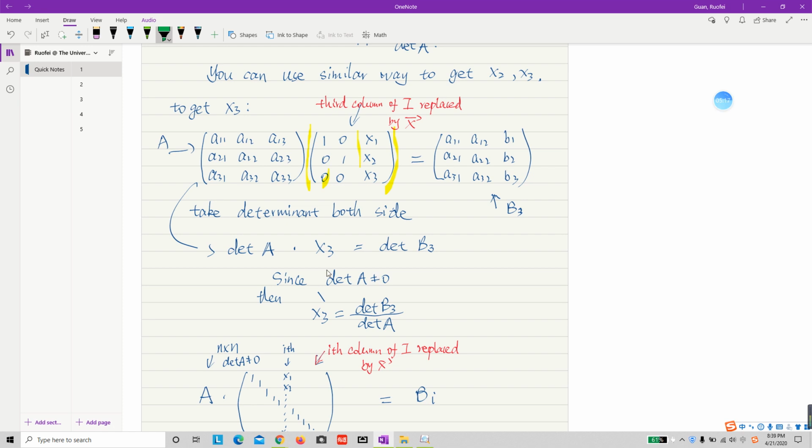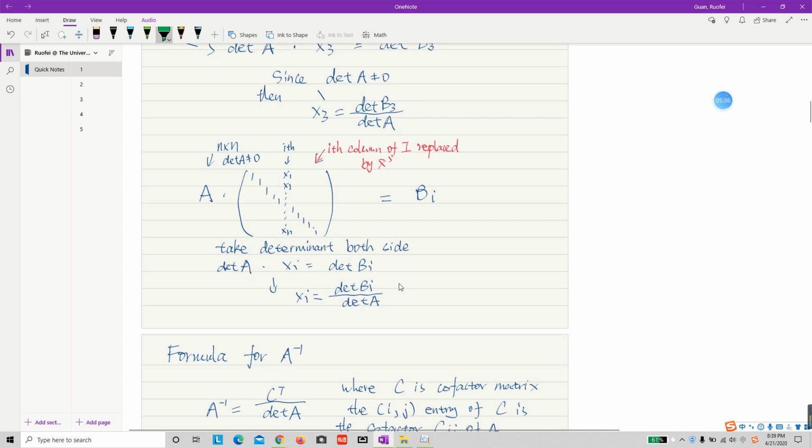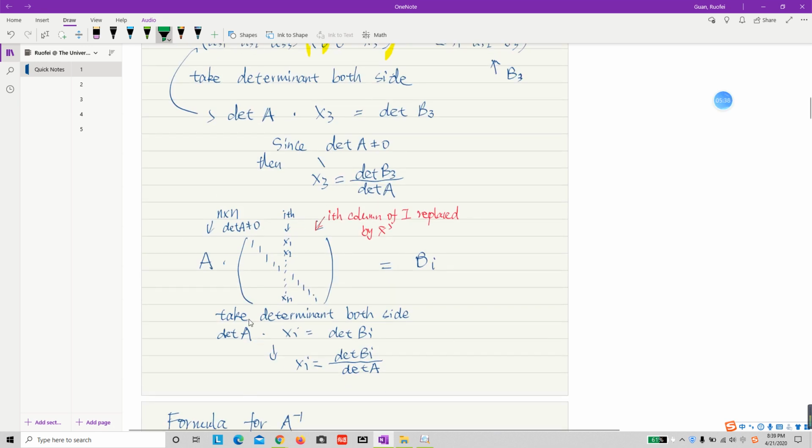Since determinant A is not equal to 0, we can move this term to the right-hand side, which means dividing both sides by determinant A. Then we get x3 equals determinant B3 over determinant A. Okay, so there's a general form of this proof.